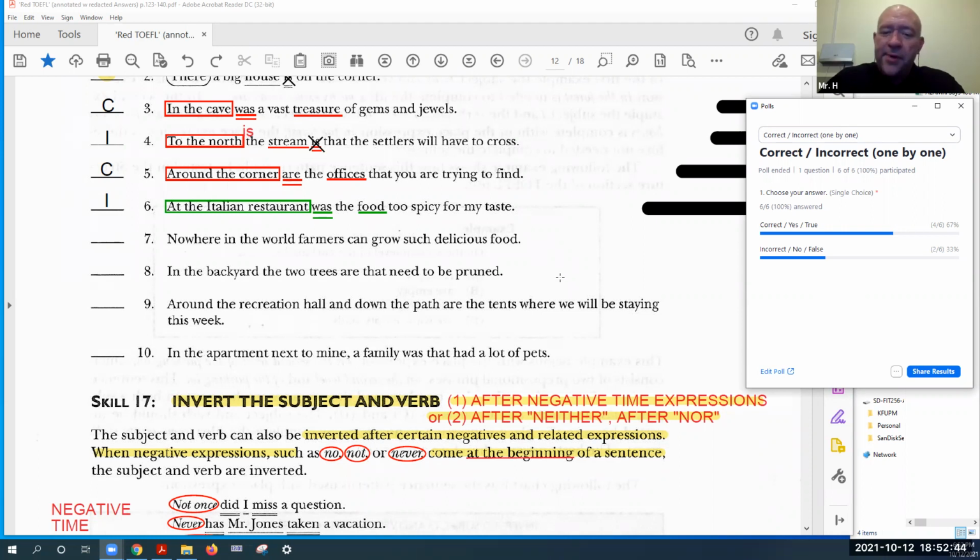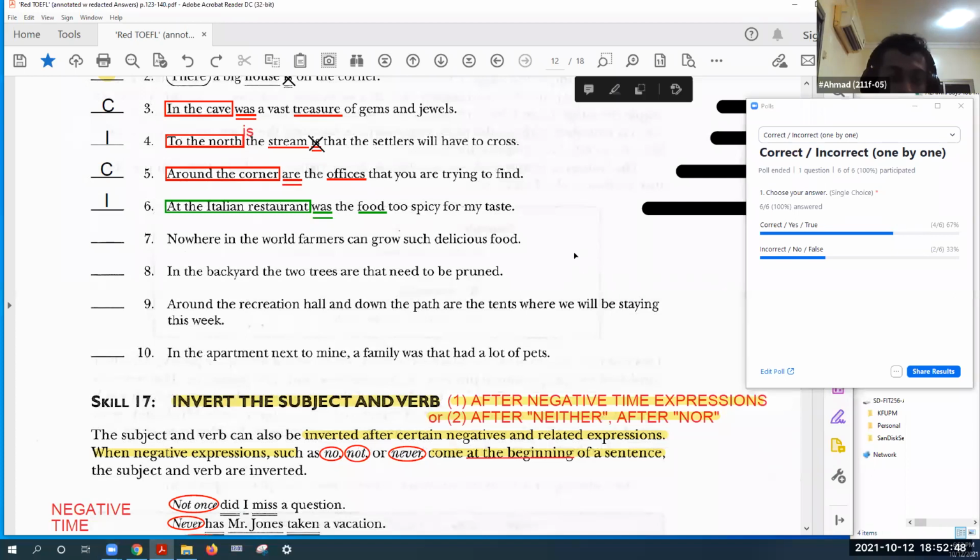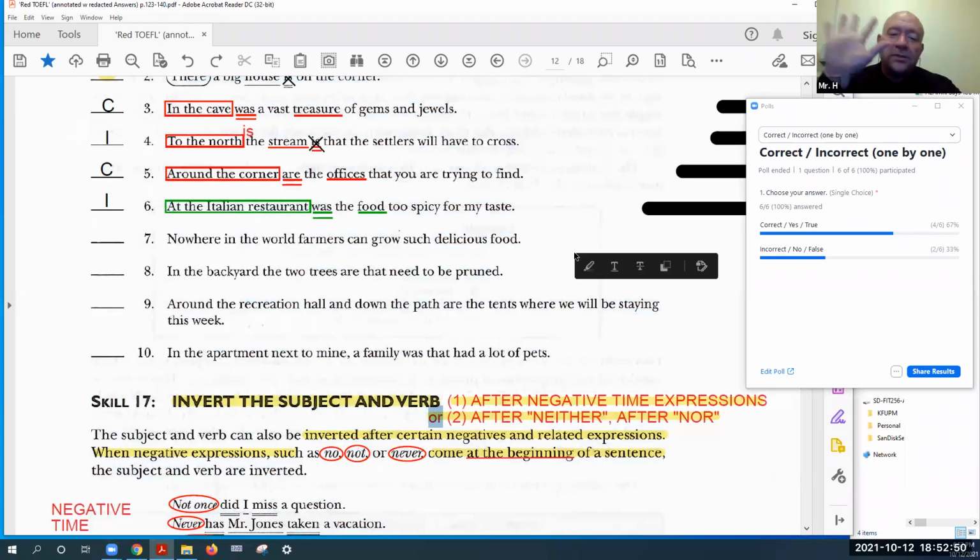Ahmed? All right, Ahmed, we'll start with you because you said it's incorrect. Don't start with the expression. Let's start with subjects and verbs, okay? Can you find a subject and a verb? Farmers can grow. The subject is what? The farmers. All right, I agree.